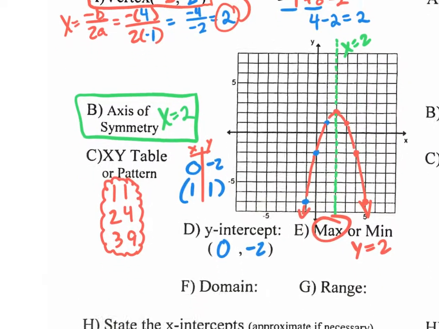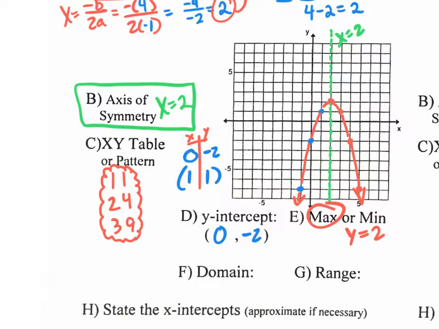Okay, what else? We have domain. Domain's cake, because it's always the same. X equals all real numbers. That's always true for any parabola. Range. Y is either going to be greater than or equal to, or less than or equal to, whatever the y value of your vertex is. Less than or equal to the y value of your vertex, which is 2.